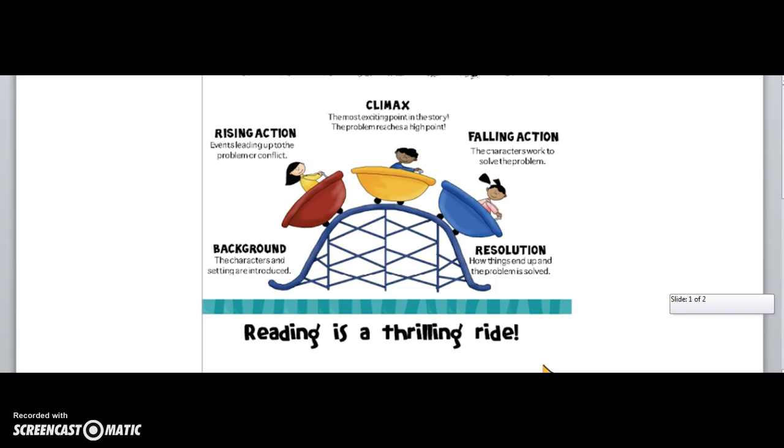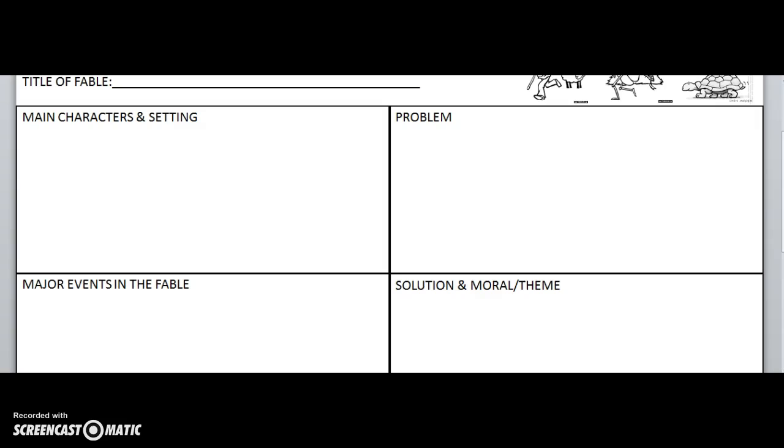Now let's take a look at the story map. You'll notice that the story map is asking us for the main characters and the setting. For those of you who may have forgotten, the main character is who the story is mostly about. There may be one main character or more than one. You basically need to find this out by figuring out who the story is mostly about and who that character interacts with throughout the story.